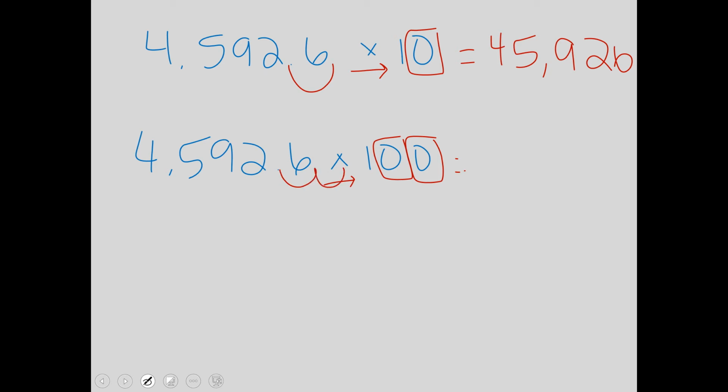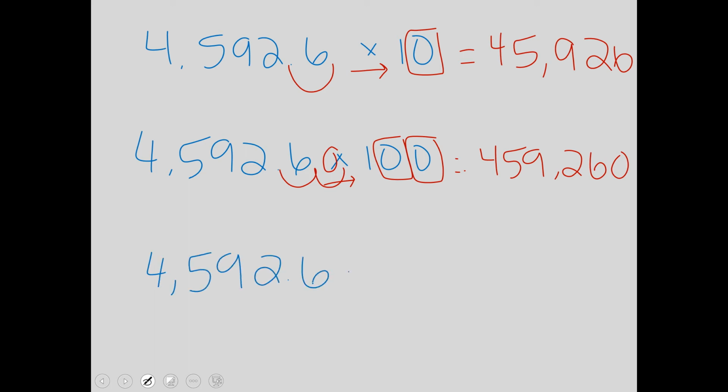Now what I've created here is this giant gap, and I can't leave gaps unfilled, and we fill our gaps with zeros. So when I take 4,592 and 6/10 and I multiply it times 100, I end up with an answer of 459,260.